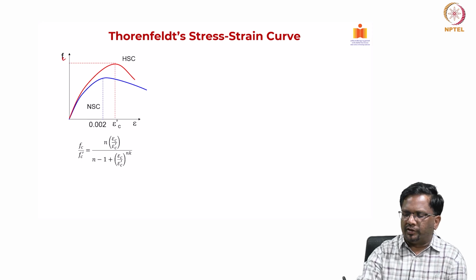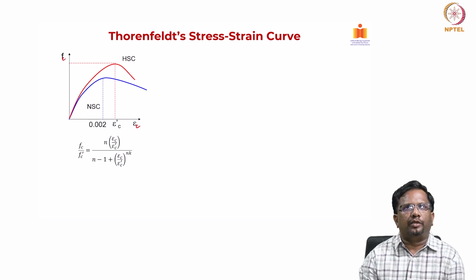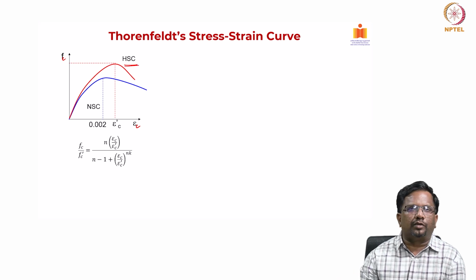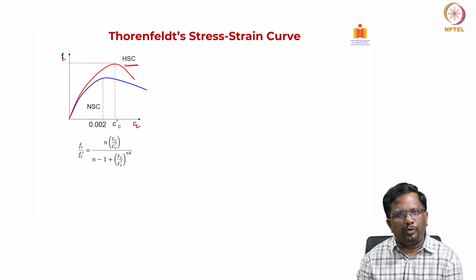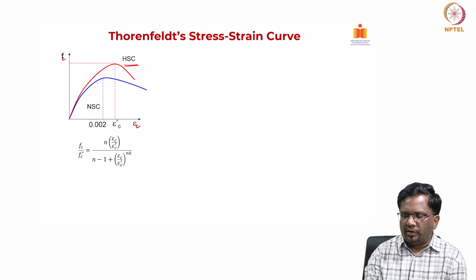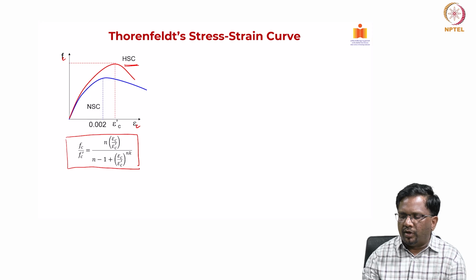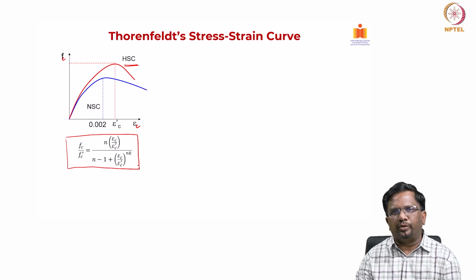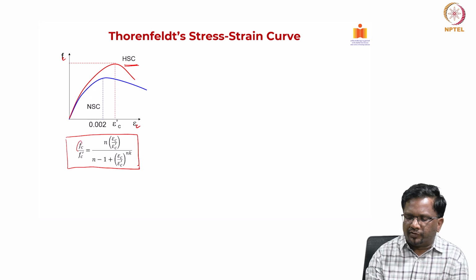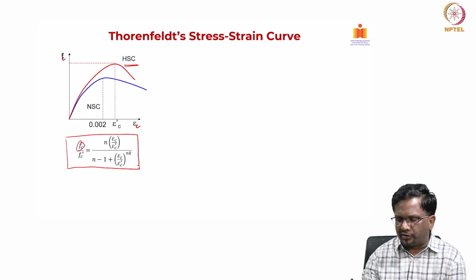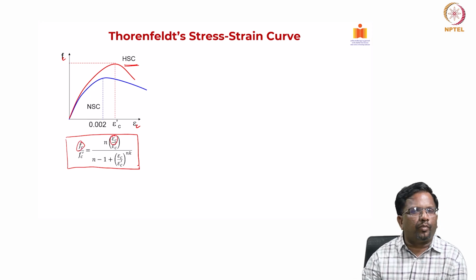You can see this fc and epsilon c, and you have a red color curve which is typically high strength concrete, and this blue color curve is for a normal strength concrete. This stress strain curve equation is applicable for all strengths of concrete up to 100 megapascal, right. So, what are these things? This fc is the stress in the concrete for any strain epsilon c, right.